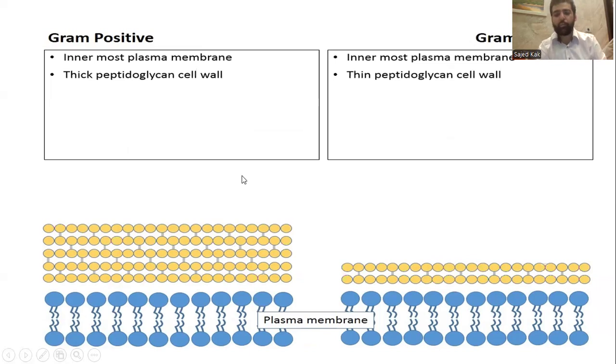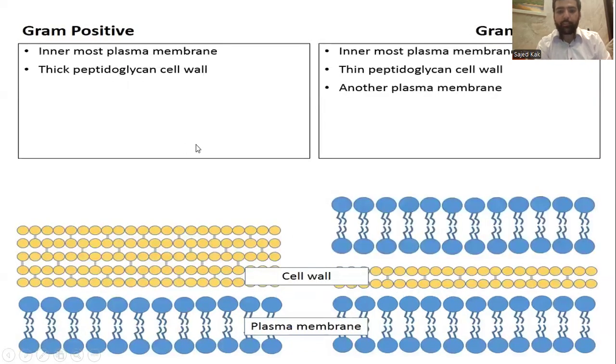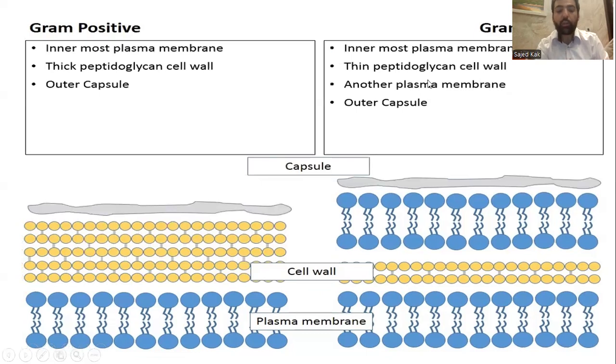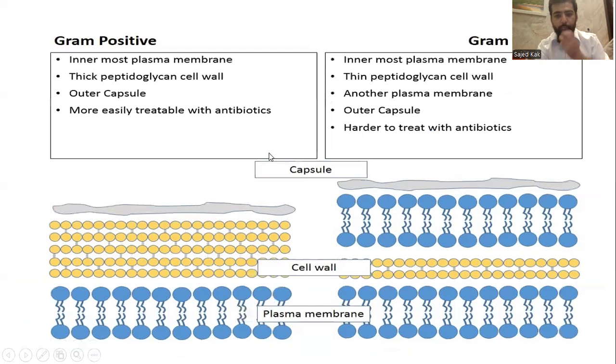only 2 layers. Next, we can see an additional outer membrane in gram-negative bacteria, not present in gram-positive bacteria. This is an important difference. Both gram-positive and gram-negative bacteria contain a capsule.